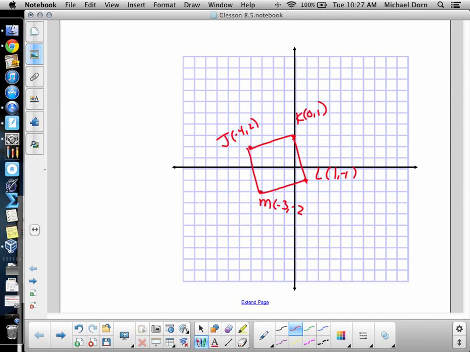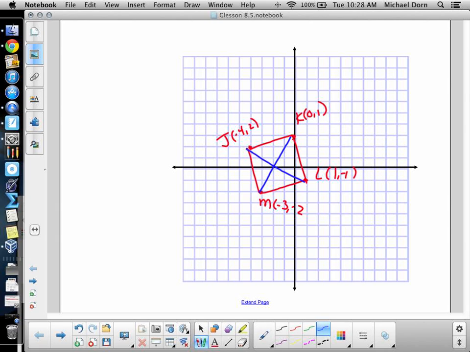All right, what type of shape is it, is the question. So first we need to check if it's a parallelogram. And again, the way I was recommending that we do this is by using the diagonals, not the sides. So check to see if the diagonals have the same midpoint.